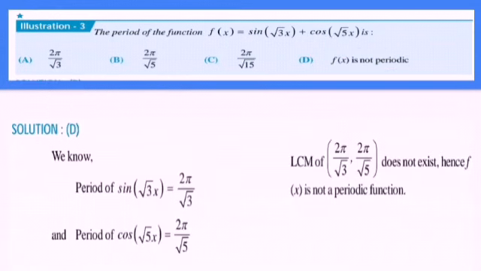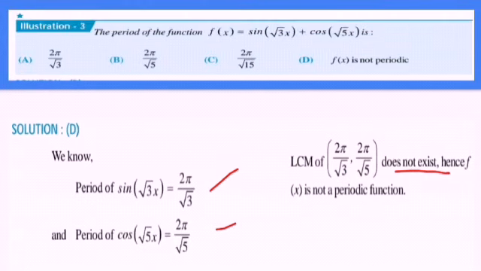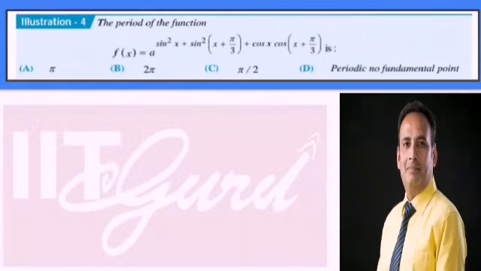Here, the period of sin root 3x is 2 pi by root 3. The period of cos root 5x is 2 pi by root 5. Correct? And here also we have mentioned the LCM of 2 pi by root 3 and 2 pi by root 5. But the LCM does not exist. So as f(x) is not a periodic function. Fine. Let's take another question.